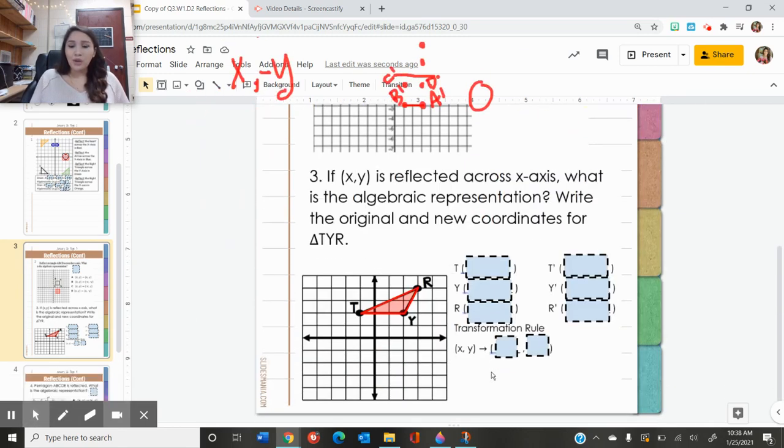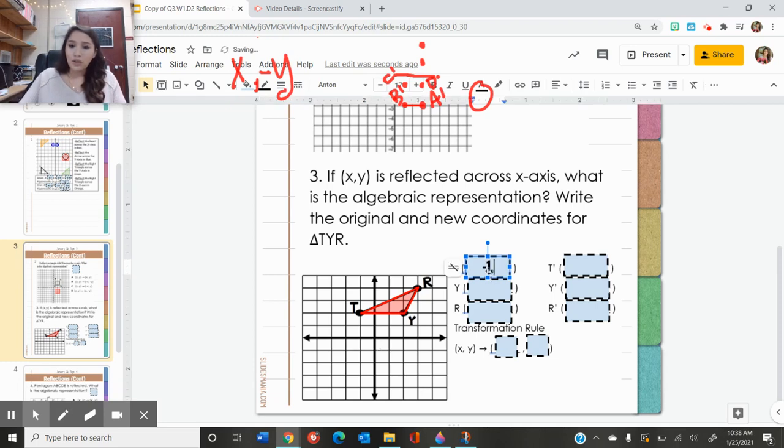So looking at number 3, it says if xy is reflected across the x-axis, what is the algebraic representation? Write the original and new coordinates for T, Y, and R. So first, let's go ahead and start off by getting those points. For T, we have it at negative 1, 2. Y is at 2, 2. And again, whenever it comes to reflecting or doing any type of transformation, never do a double. So 1, 1, 2, 2, 3, 3, any number, you don't want doubles there. And again, R we have at 3, 4.